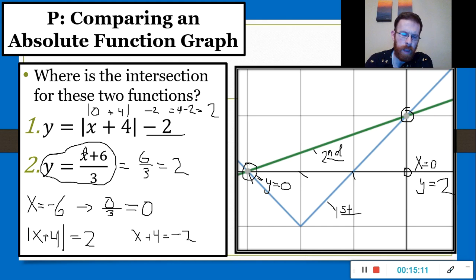Now, when it comes to x plus 4 is equal to a positive 2, I want... She's having some fun with some stuff back there.